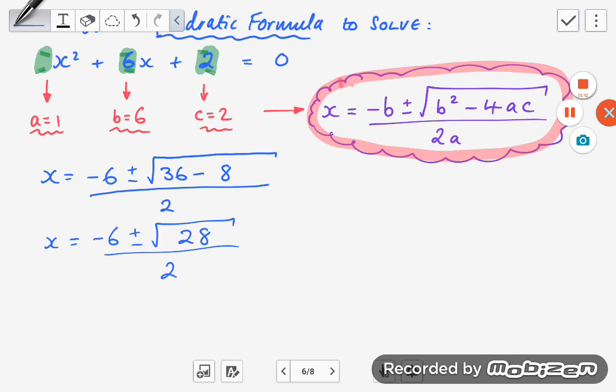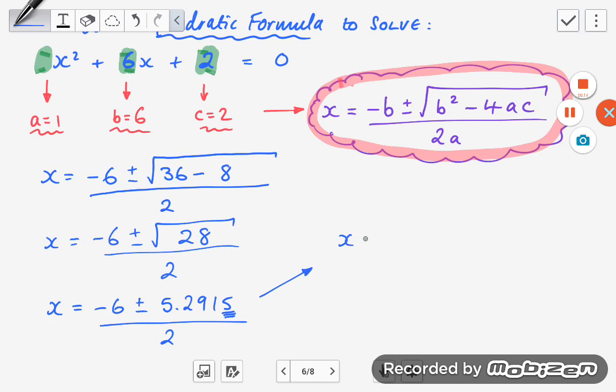Now at this point you're going to need your calculator to work out the square root of 28. So tidying up now, minus 6 plus or minus the square root, which you need to quote to at least 4 decimal places. So it's 5.2915, rounded at the 4th decimal place, and then I'm going to divide the whole lot by 2. Now once again I have 2 possible answers.